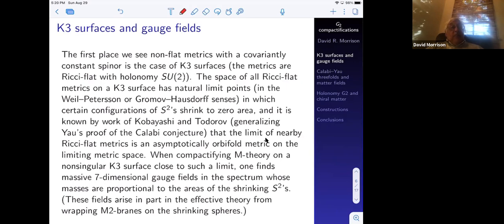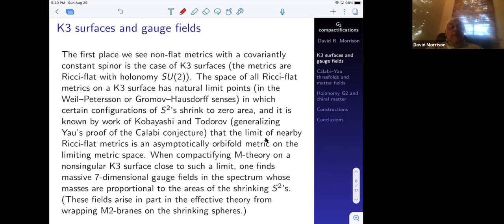But anyway, for the present purposes, I really want to collapse certain configurations of S2s. Those configurations form graphs that look like A, D or E graphs, which is why the ADE terminology is used.